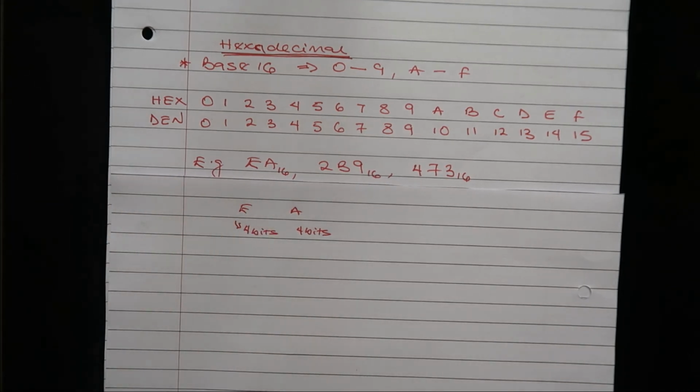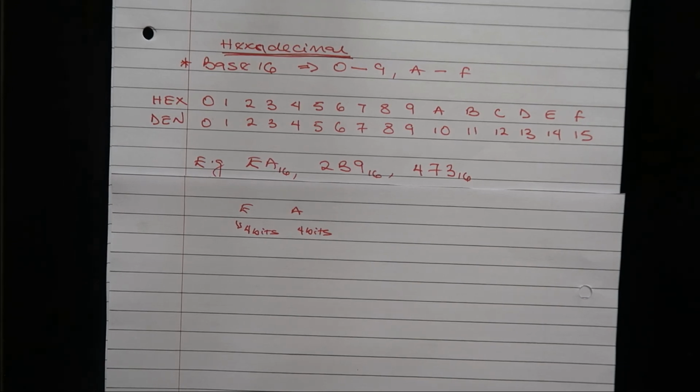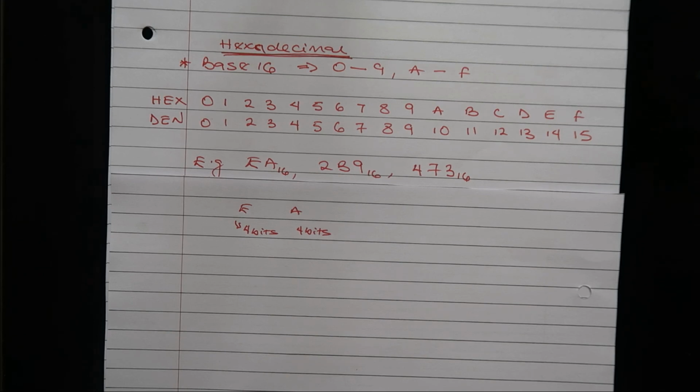Other uses of hexadecimal: it's used in defining memory locations. It's also used to represent IP addresses in the case of IPv6, and MAC addresses as well. And hexadecimal is also used for displaying error messages in reference addresses.